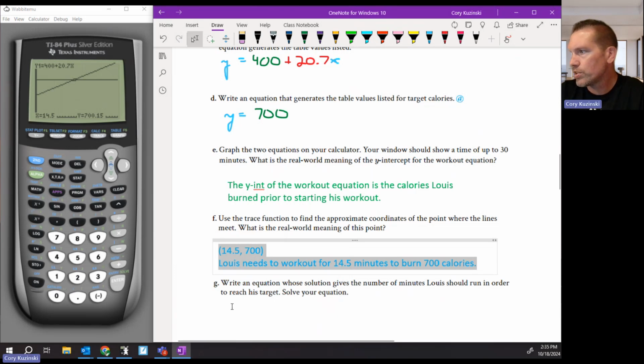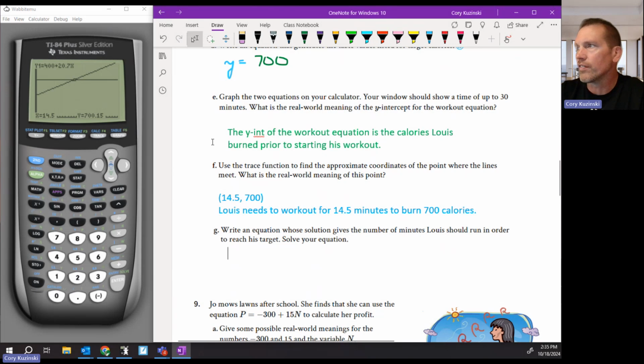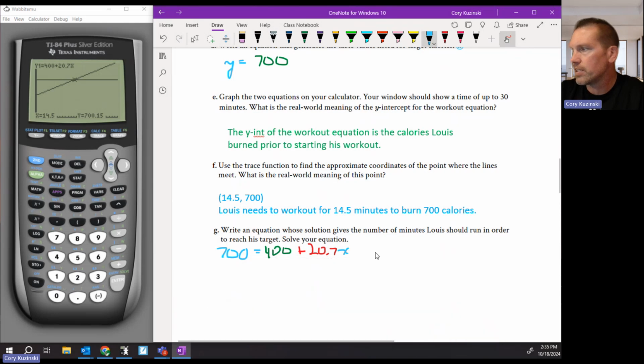An equation whose solution gives the number of minutes Lewis should run in order to reach his target, and then solve it. Well, the equation is just when is 700 going to equal 400 plus 20.7 times x. And I guess at this point, we'll have to do a dir table to solve this, right? Let's do that.